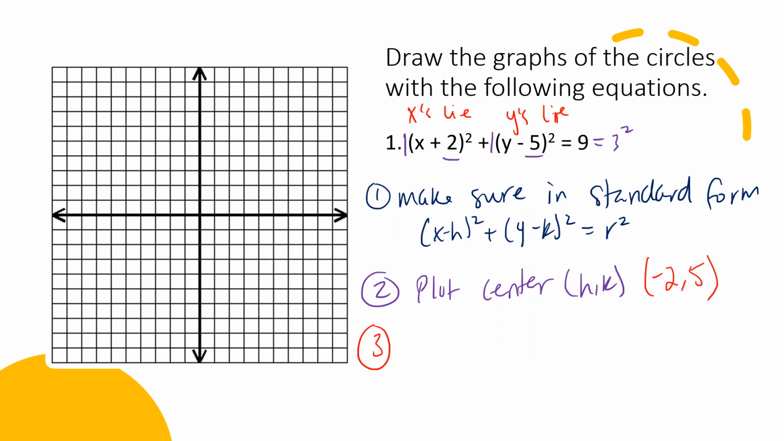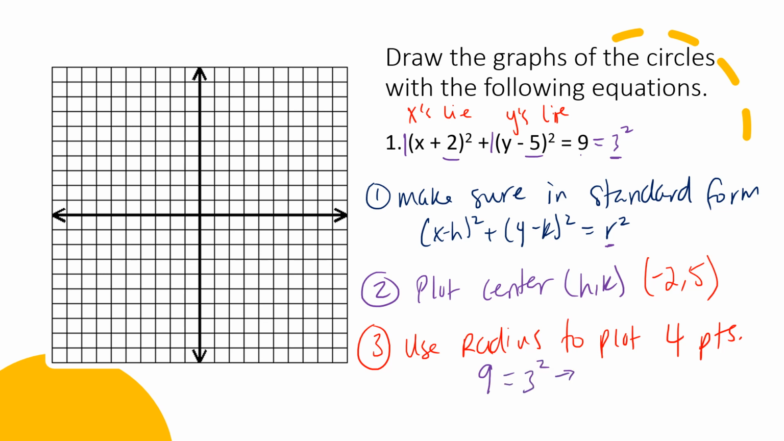All right. Third step is to use the radius to plot 4 points. Okay, so we're going to use the radius to plot 4 points. So my radius, it's not 9, the radius is 3 because your radius is r, not r squared, but r. So if we have 9, that equals 3 squared, which means that our radius equals 3.